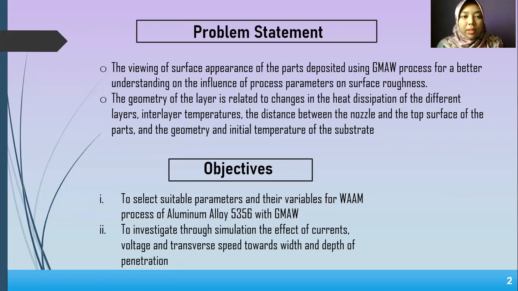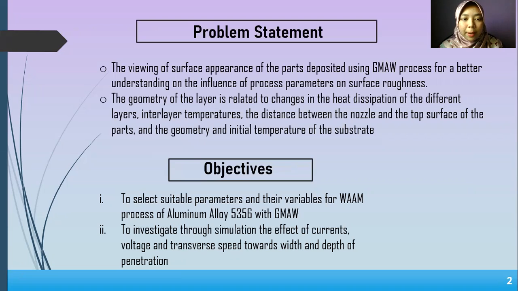Problem statement. The viewing of the surface appearance of parts deposited using the gas metal arc welding process is for a better understanding of the influence of process parameters on surface roughness. The geometry of the layer is related to changes in the heat dissipation of the different layers, interlayer temperature, the distance between the nozzle and the top surface of the part, and the geometry and initial temperature of the substrate.